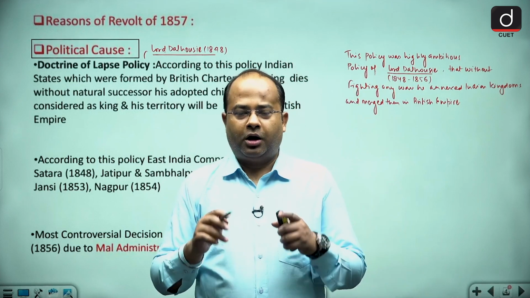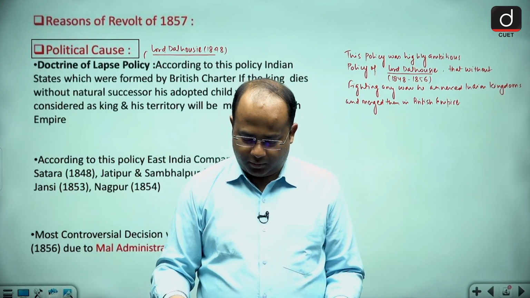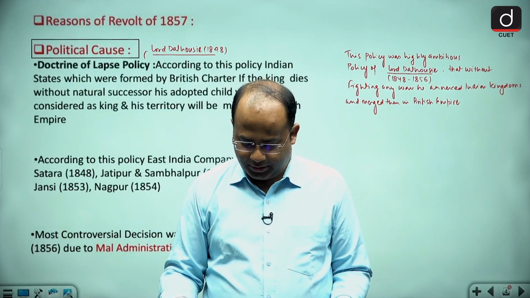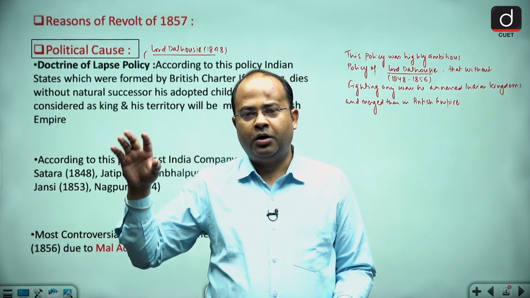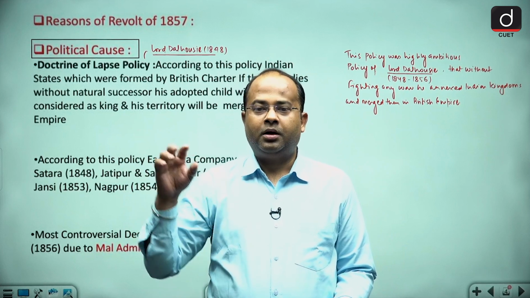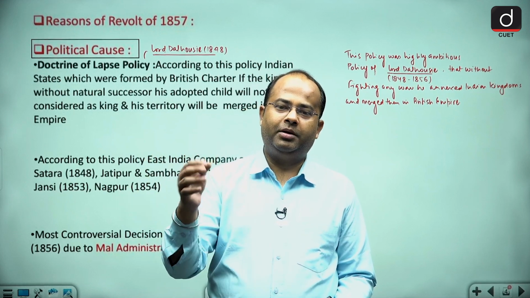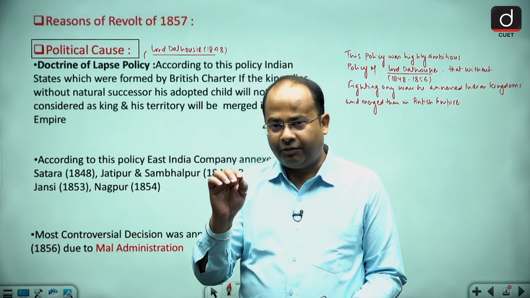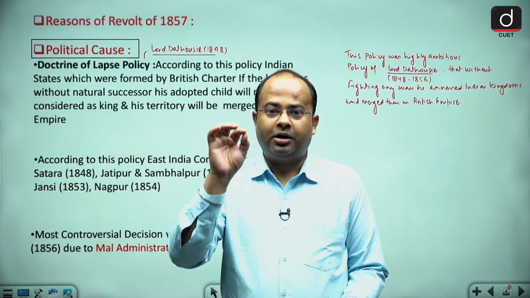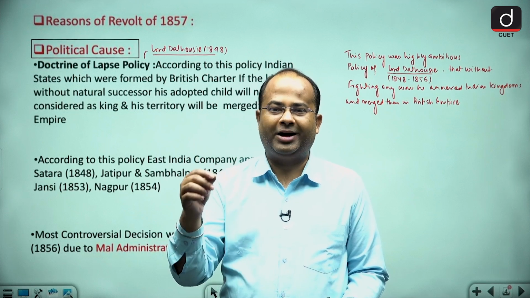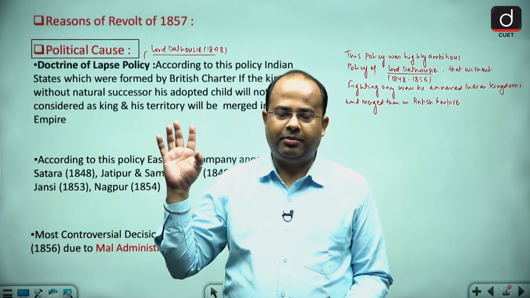Now guys, what was this policy? According to the policy of doctrine of lapse, those Indian states which were formed by British Charter, if the king dies without a natural successor, then the adopted child of that king will not be considered as the successor, and the territory will be merged in the British Empire. Charter means royal order, and natural successor means own biological son.